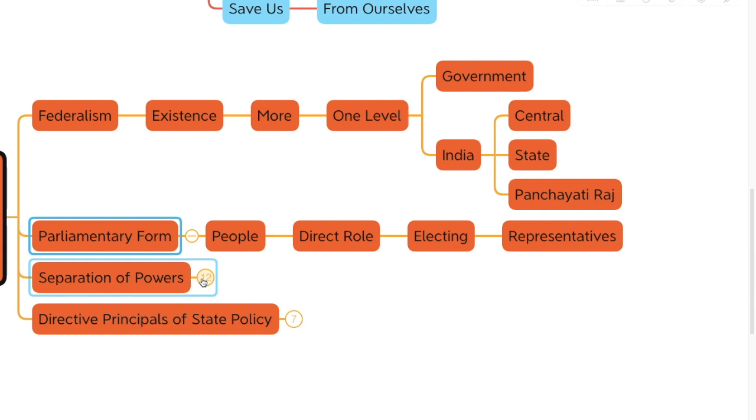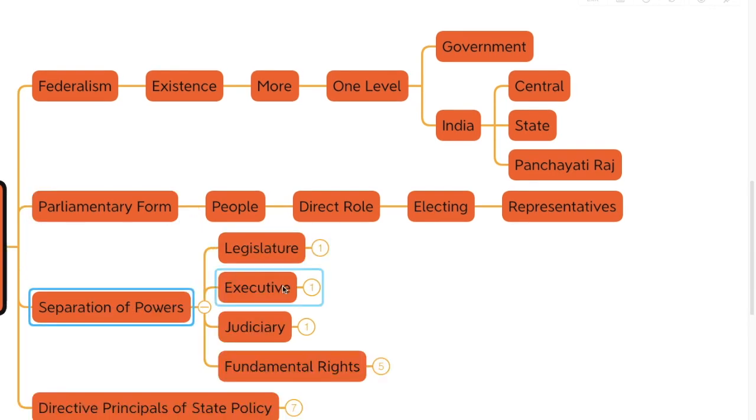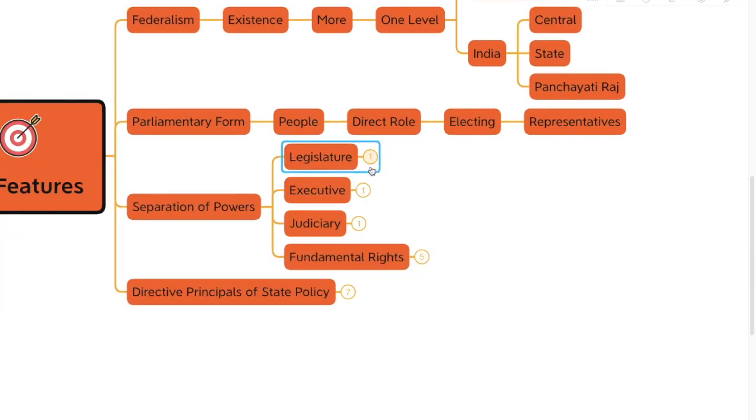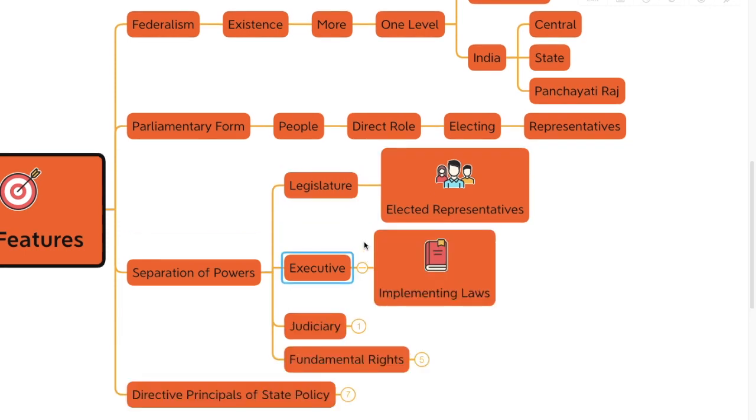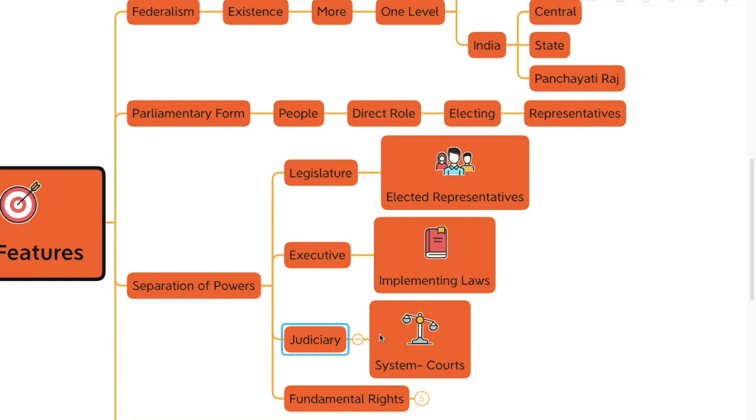Third, separation of powers. There is the legislature, the executive, and the judiciary. What do I mean by legislature? Legislatures are elected representatives, and who elects them? The people of that country elect them. The executive are those who implement the laws, those who execute the laws. The judiciary is a system of courts.